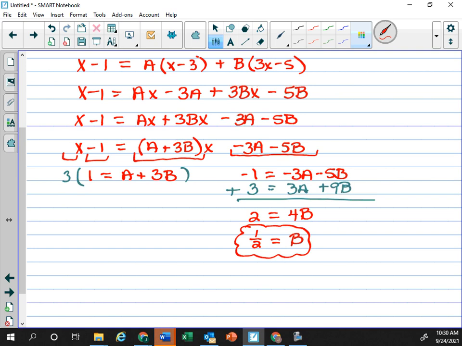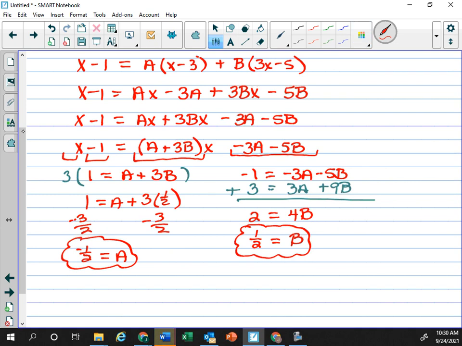Now that I know b, how do I go about finding a? Yeah, plug in b, and it doesn't matter which one you plug it into. I'm going to go to this first one just because I have room under it. So I'm going to write 1 equals a plus 3 times 1/2. So I'm really subtracting 3/2 from both sides. What is a going to equal? Yeah, -1/2. Good. Okay, so I've got the a and b.